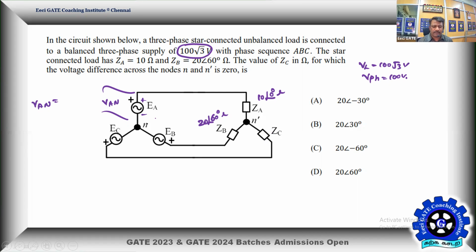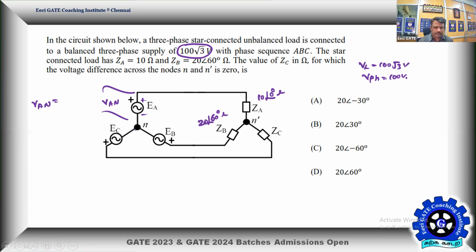The value of ZC in ohms is required for which the voltage difference across the nodes N and N dash is 0. That means there is no potential difference between N and N dash. Since it is an unbalanced load, N dash may be at a different potential if the neutral current is not equal to 0, if the current is not balanced in this KCL.